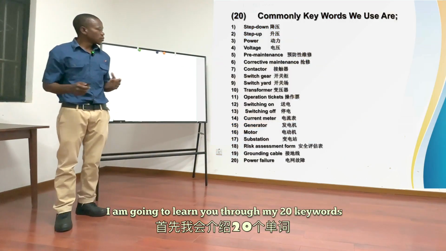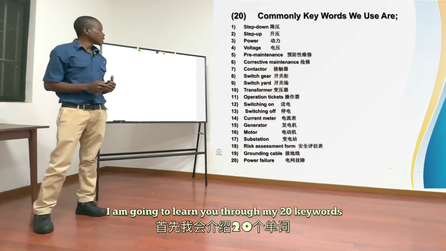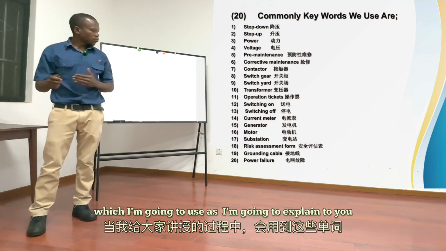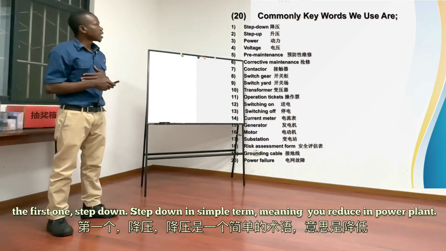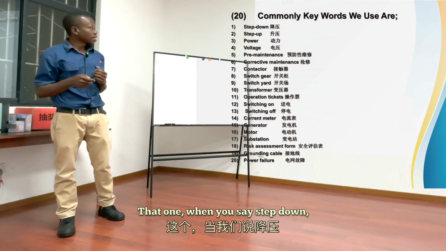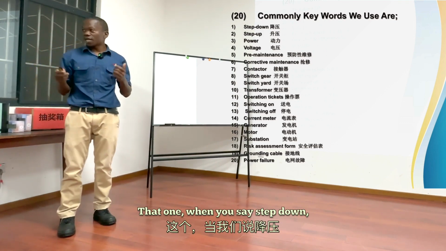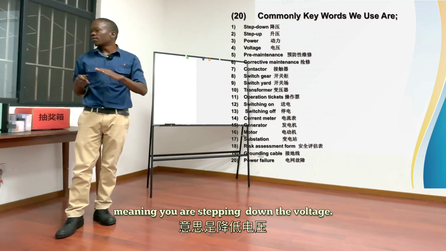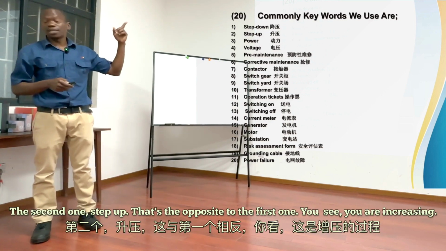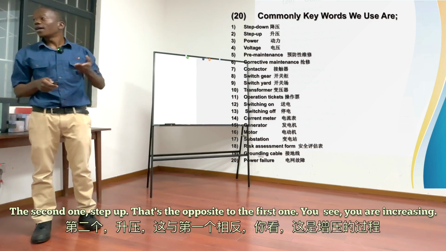I am going to run you through my 20 keywords, which I'm going to use as I explain to you. The first one, step down. Step down in simpler terms means you reduce. In a power plant, when you say step down, it means you are stepping down the voltage. The second one, step up. That's the opposite of the first one. You are increasing.